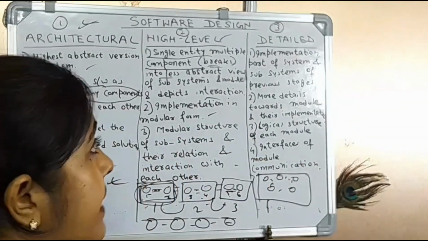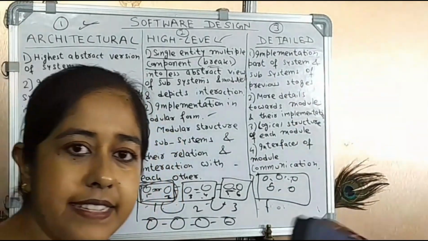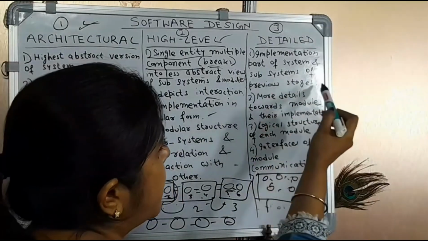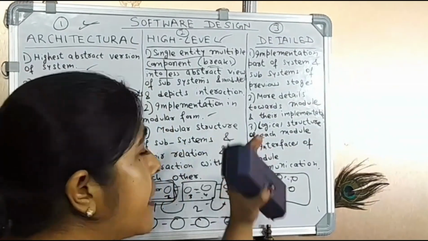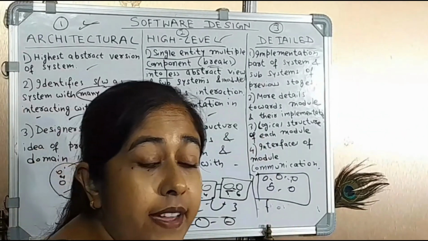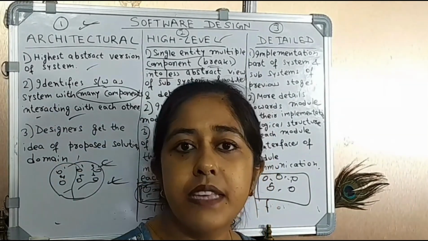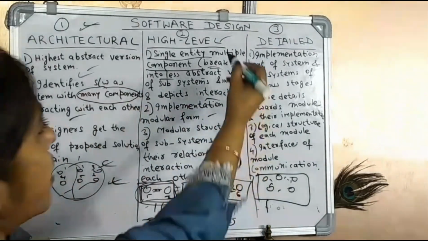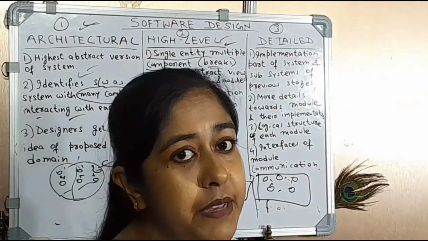Now the next level, that is our detailed level design. The third level, that is our highest level. What is the implementation part of the system and subsystems of the previous stages? Now we have seen here, we have broken the system. Now here we are implementing those systems and subsystems. Here we are working with the system, here we are working with the subsystem. So this is the implementation of those systems and subsystems.